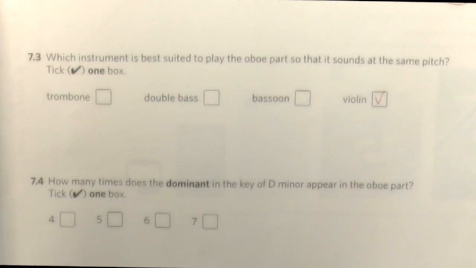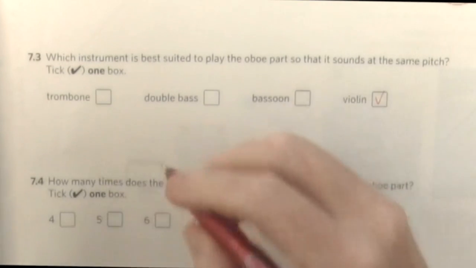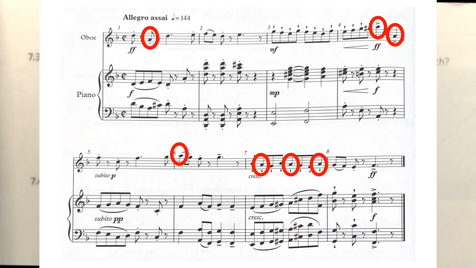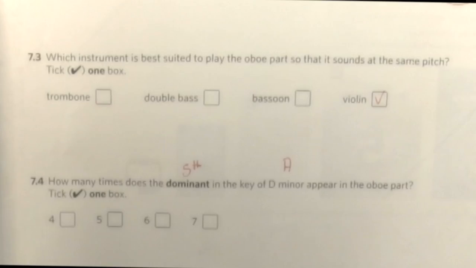In question 4, we need to tick the box that shows how many times the dominant of D minor appears in the oboe part. So the dominant is the 5th degree, and in D minor is La, A. And if we count it, it appears 7 times. And here they are. So 7.